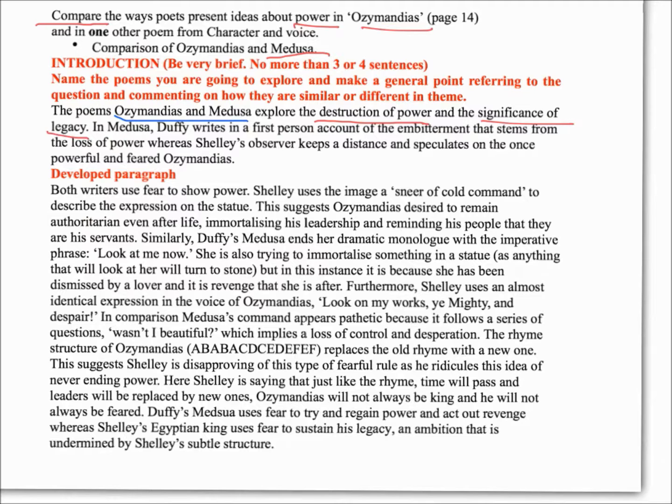Once again, I can see in the second sentence that we are definitely comparing, because we use that comparative connective, whereas, okay? So in Medusa, Duffy writes in a first-person account of the embitterment that stems from the loss of power, whereas Shelley's observer, etc., etc. So I know straight away the differences between the two.